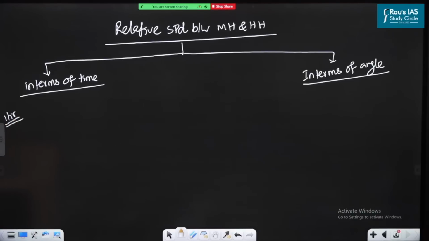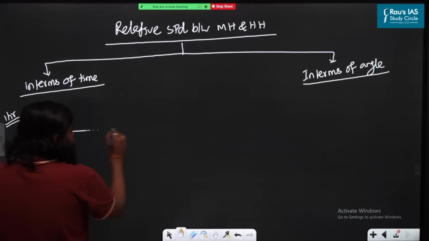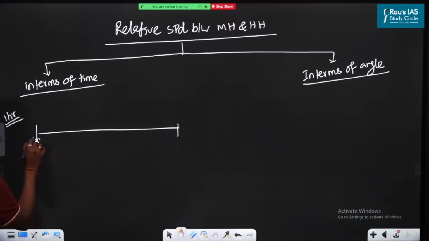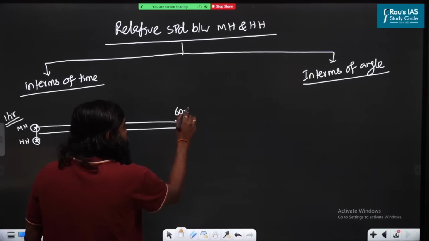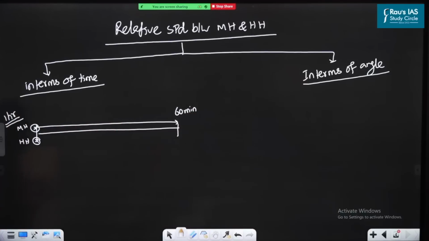Both means whom? Do you remember the race topic? Now listen. They are starting from the same place. Minute hand and hour hand are together. The starting point is together. What is the gap between the minute hand and the hour hand? 0 minute gap. Now you switch on the clock, and they are planning to run for how many hours? In 1 hour, the minute hand travels how many minutes? 60 minutes. In the same 1 hour, the hour hand runs how many minutes?